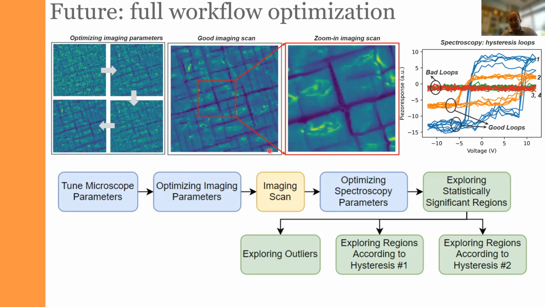I try to scan the image. I try to optimize spectroscopy parameters. And then I start to explore statistically relevant regions. I want to explore outliers, meaning curiosity-driven research. And then I start to explore regions given a specific hypothesis. If I know that I'm interested in ferroelectric domain walls, I'm looking at these regions. If I'm interested in ferroelastic domain walls, I'm looking at these regions.